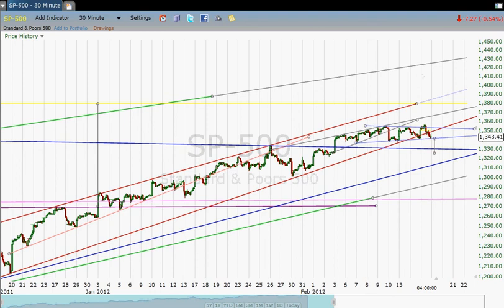If the move were to break down tomorrow, then I'm thinking that this should catch it, okay? And I'm not giving up on that eventual target of roughly 1380.